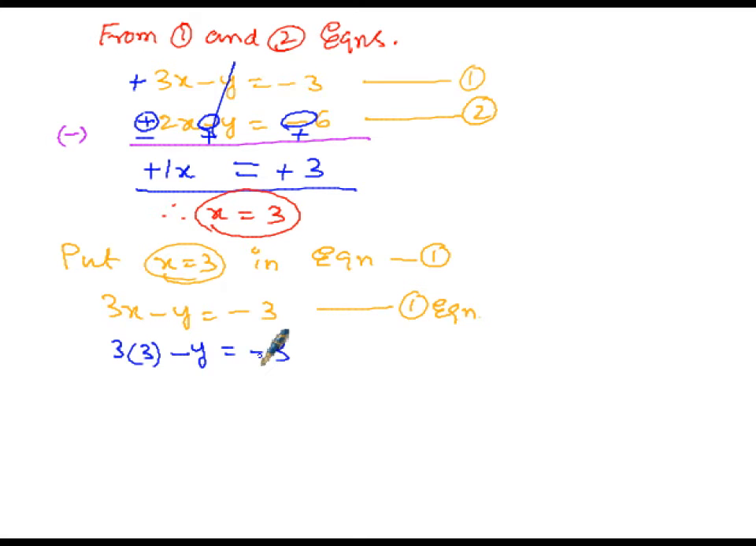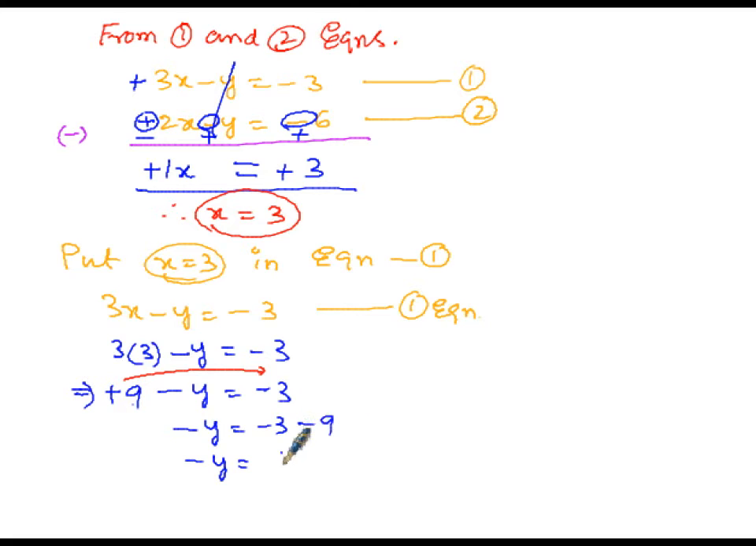But that implies 3 3s is 9, because bracket indicates into, minus y equals minus 3. Minus y equals minus 3 is on the right hand side. So 9 is positive, when it is transposed to the right hand side, plus 9 becomes minus 9. So minus y equals, simplify further, minus of minus is plus, let us add up, 9 plus 3 is 12. To assess the sign, among 9 and 3, 9 is greater, its sign is negative, so 12 takes the sign of negative.